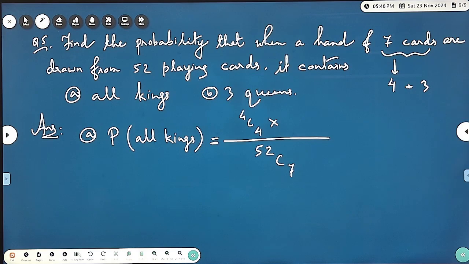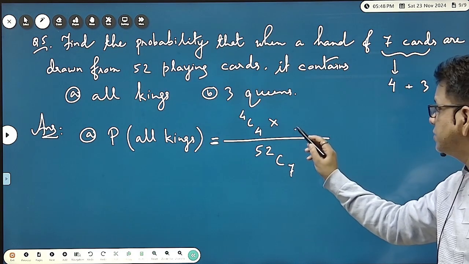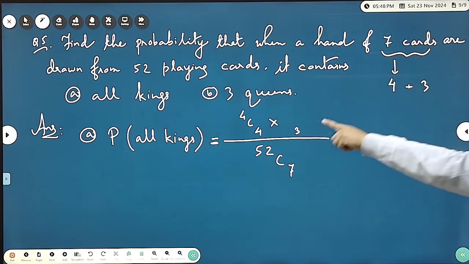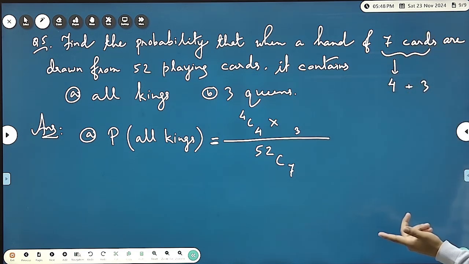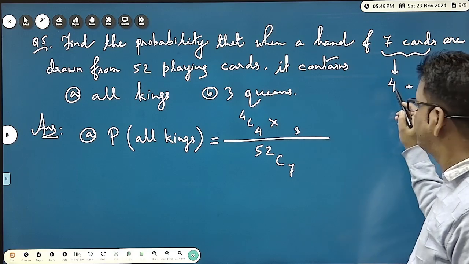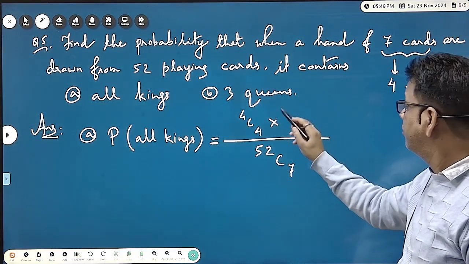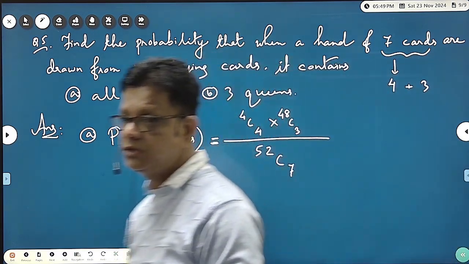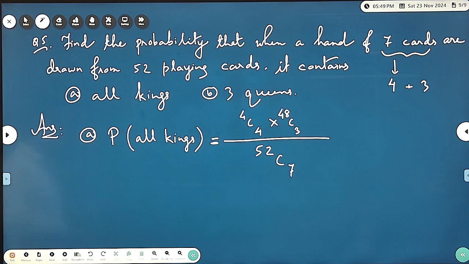Now try to answer. These 3 cards, why 3 cards? Because then only 4 plus 3 will be 7. So these 3 cards we need to take from where? From the remaining. What is the remaining? 52 minus 4, 48. So 48C2. Could you understand? 48C3, sorry. Why 48C3?